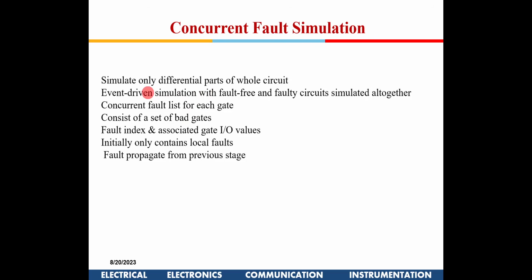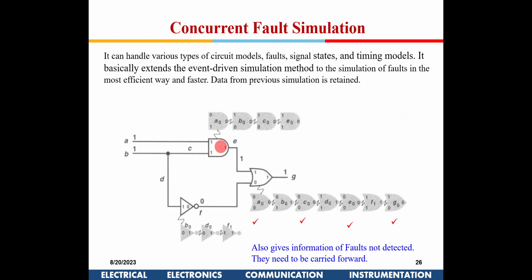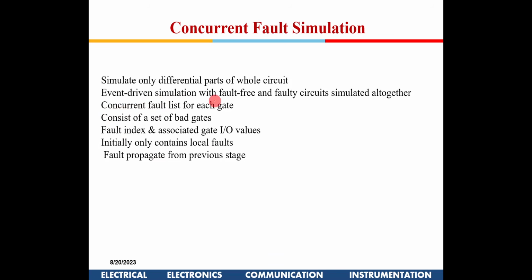Now it says to simulate only different parts of the whole circuit. It is event driven, with the fault tree, right? You can employ event driven simulation for speeding up the operation, because when you are moving from one gate to another, only a small incremental change is happening in the entire circuit. So you don't have to redo the computation of outputs at each of these nodes, only where the change happened. You can employ that, even with a concurrent fault list for each gate.